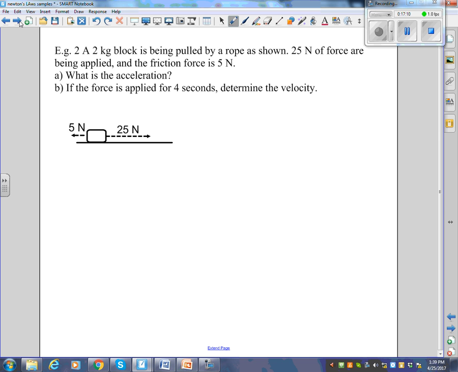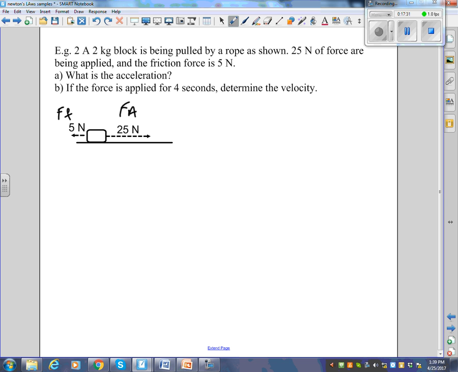The first step is to find the acceleration. What do I know? I know that my 25 is my applied force, and I know my 5 is my friction force. And usually when you have a bunch of forces, you're going to have to add them together to find your net force. So the 25 is the applied and the 5 is the friction.